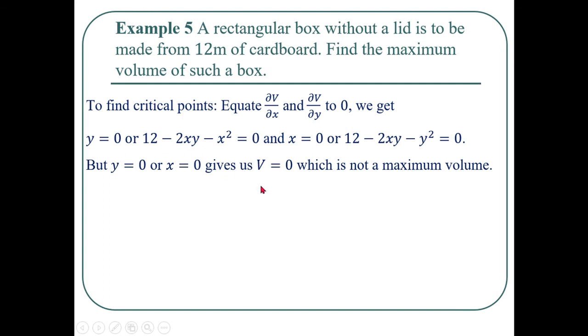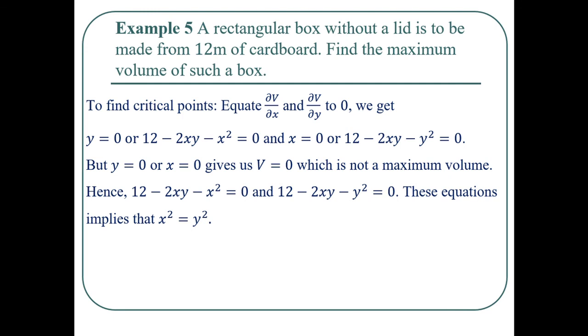And just you will get 12 minus 2xy minus x square is equal to 0, and 12 minus 2xy minus y square is equal to 0. And these equations have 12 minus 2xy as the same pattern. When we subtract these two equations, 12 minus 2xy and 12 minus 2xy cancel. So we will get x square minus y square is equal to 0. So x square is equal to y square. So we will get y is equal to x or y is equal to minus x.